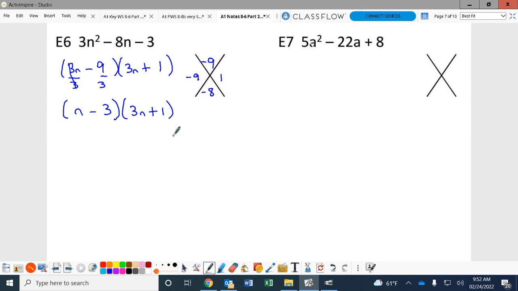Okay, bless you. So for this next one, the numbers are a little bit bigger. Try to set up your diamond. Try to set up your parentheses. Do that now. Set up your diamond. Set up your parentheses. Nothing goes into 22 and 5, so no GCF at the front.